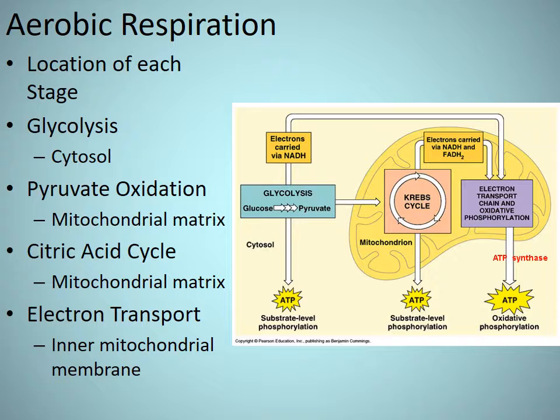So, each stage I have written out for you: glycolysis, pyruvate oxidation, the citric acid cycle, and the electron transport chain. Each stage takes place specifically inside the cell somewhere. Remember, the key organelle here is the mitochondria, that double membrane bound organelle. Glycolysis takes place in the cytosol or cytoplasm of the cell. Pyruvate oxidation takes place in the mitochondrial matrix. The citric acid cycle takes place in the mitochondrial matrix. And the electron transport chain takes place in the inner mitochondrial membrane.